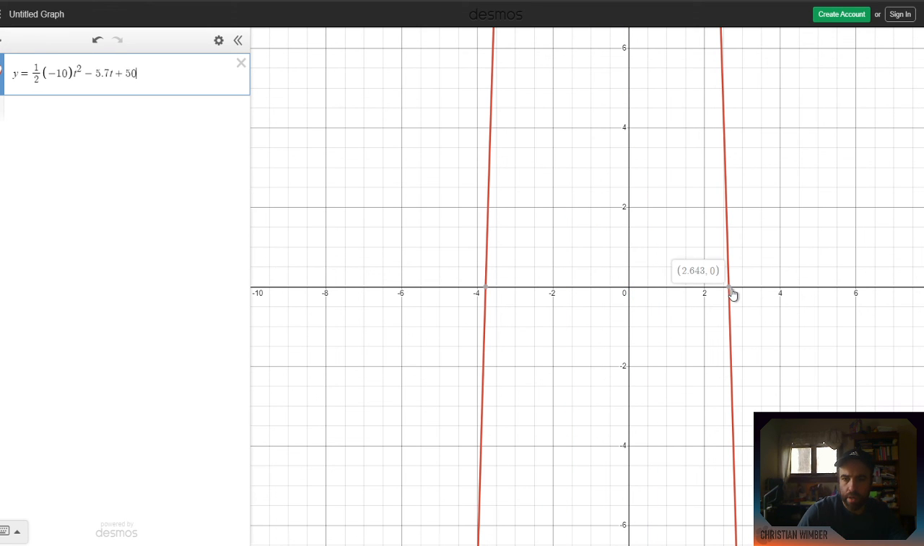We go ahead and look right here, and sure enough, 2.643. See, I'm just mousing over it right here. It shows me where the 0 is. So it's at 2.643. So that is the time at which this thing is going to hit the ground. And look, we did it just right. Good. My quadratic formula is not horrible.